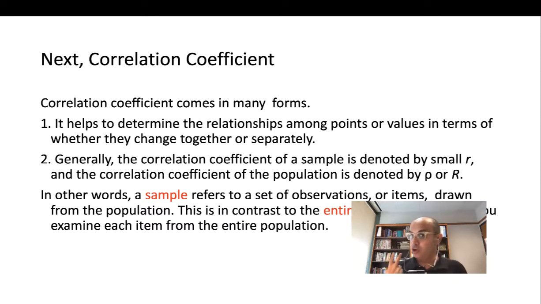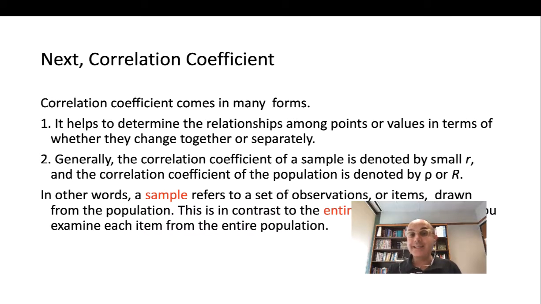Next, again, we are talking about two variables. We are talking about the correlation coefficient, and the correlation coefficient comes in many forms. It helps to determine the relationship among points or values in terms of whether they change together or separately. Generally, the correlation coefficient of a sample is denoted by a small r, and the correlation coefficient of the population is denoted by rho or capital R.